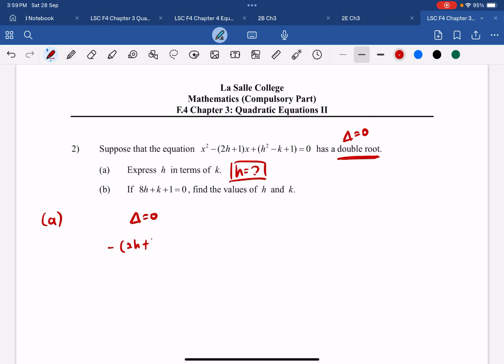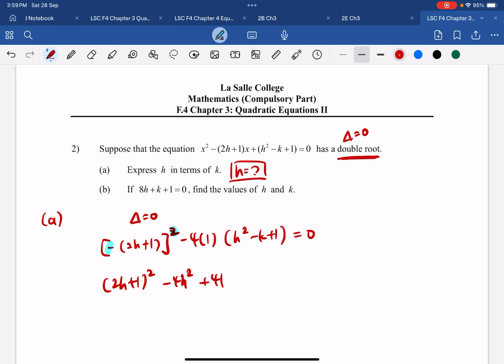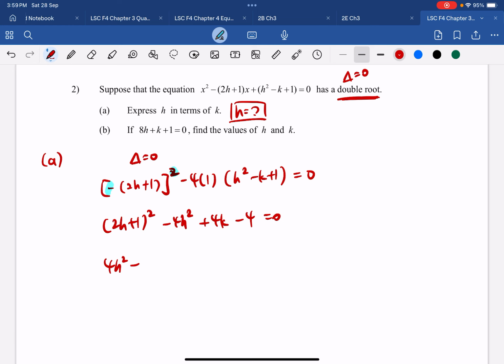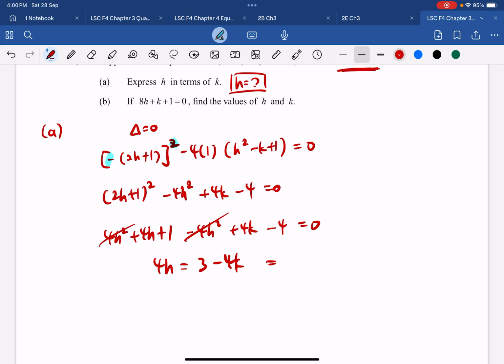So I set up this equation, b squared minus 4ac equals 0. Negative times negative is positive, so something like this. And then you expand the brackets, and you will find that this can cross out with this. So you will have 4h equals 3 minus 4k, which leaves you h equals 3 minus 4k divided by 4.